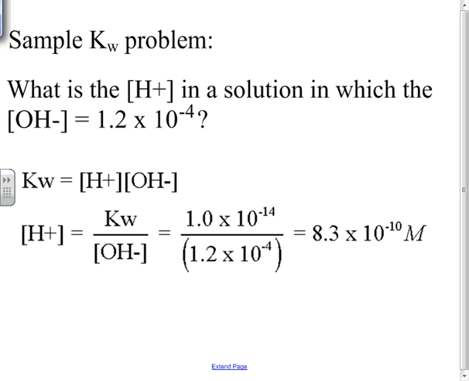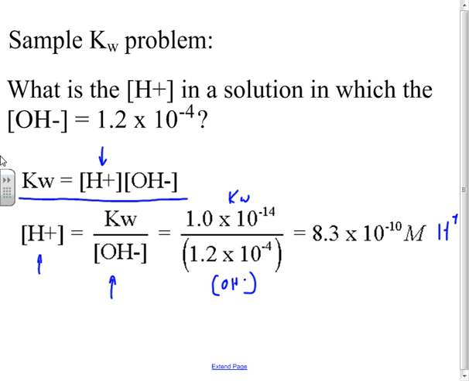Sample Kw problem: what is the hydrogen ion concentration in the solution in which the hydroxyl is 1.2 times 10 to the minus 4th? Again, here is our equation for Kw, and to get the hydrogen ion by itself, we have to divide both sides by the hydroxyl ion concentration. So that gives us the hydrogen ion equals the Kw divided by the hydroxyl ion, or 1 times 10 to the minus 14th divided by 1.2 times 10 to the minus 4th. And so this will be the concentration of the hydrogen ion.